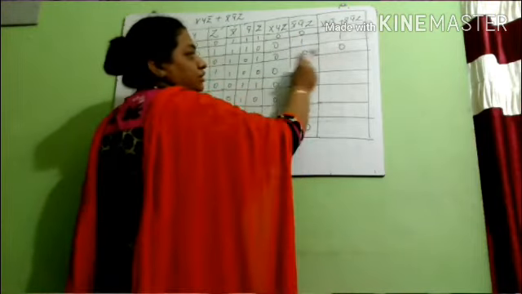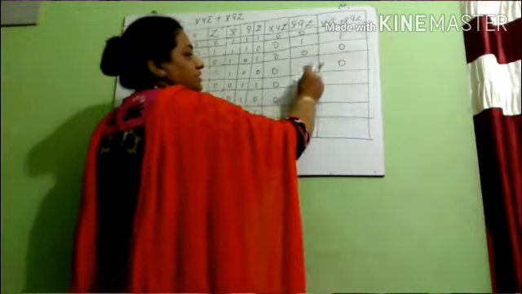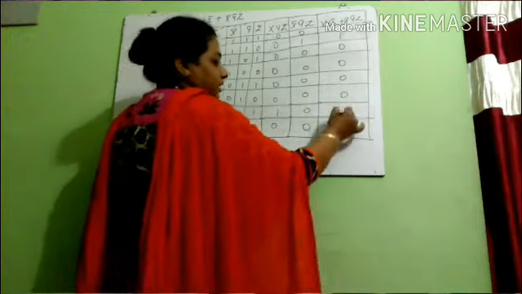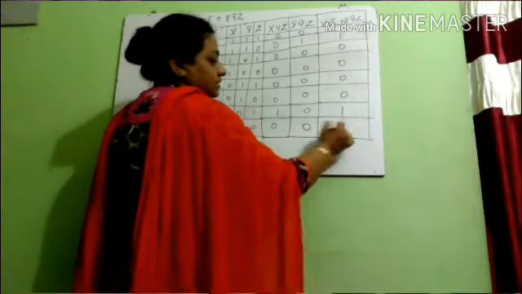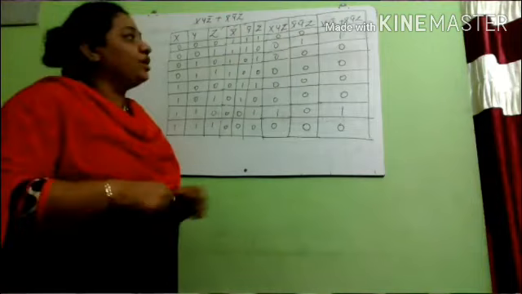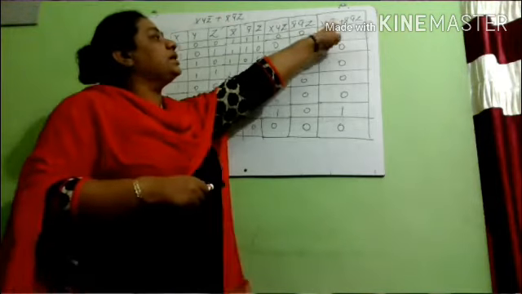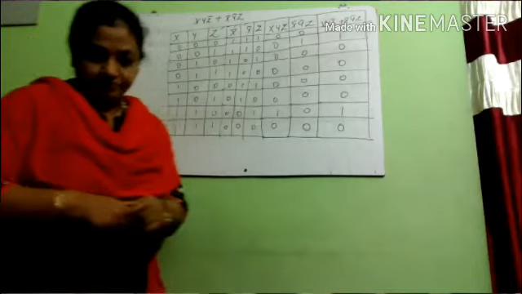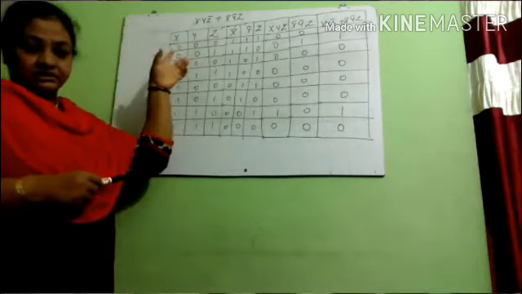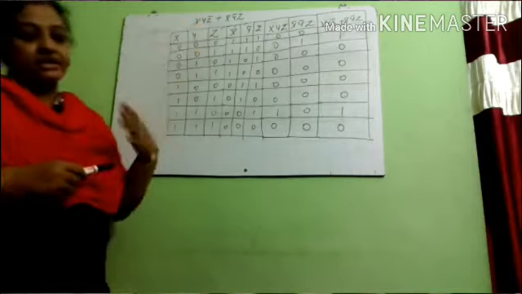Now, as we have got these two expressions, X, Y, Z bar and X bar, Y bar, Z, we need to OR them, because there is a plus. So the next column will be X, Y, Z bar plus X bar, Y bar, Z.